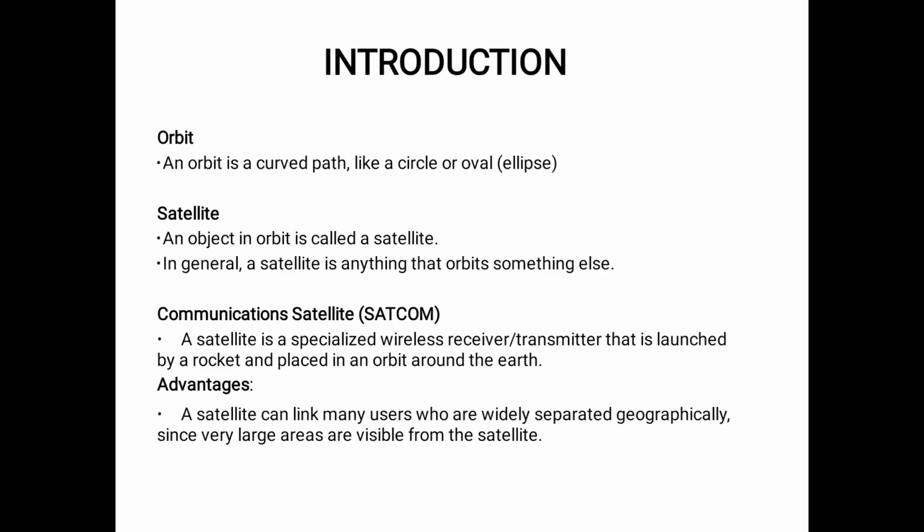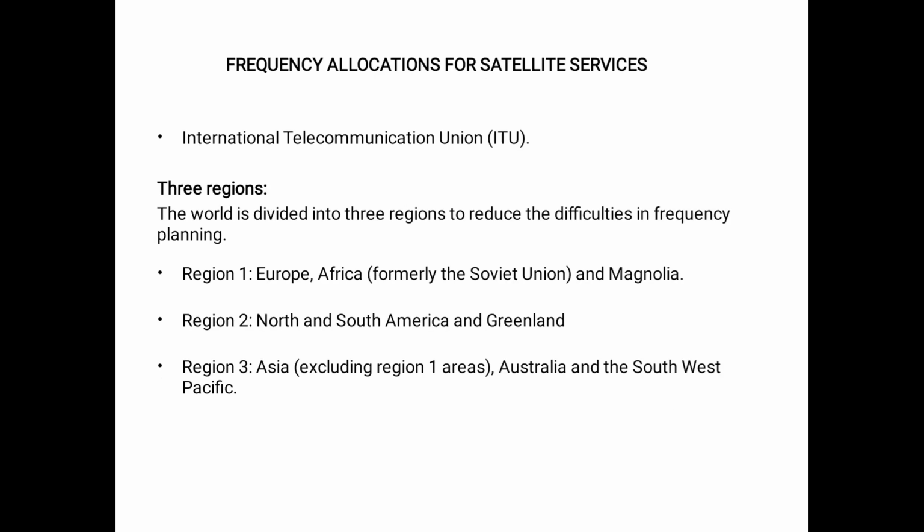Introduction. An orbit is a curved path like a circle, oval or ellipse. Satellite: an object in orbit is called a satellite. In general, a satellite is anything that orbits something else. Communication satellite: a satellite is a specialized wireless transceiver that is launched by a rocket and placed in orbit around the Earth. Advantages: a satellite can link many users who are widely separated geographically, since a very large area is visible from the satellite.